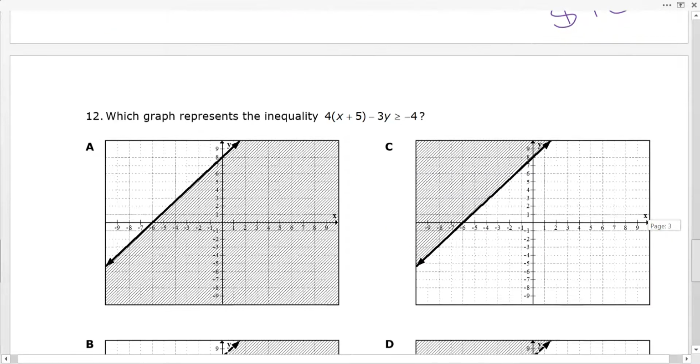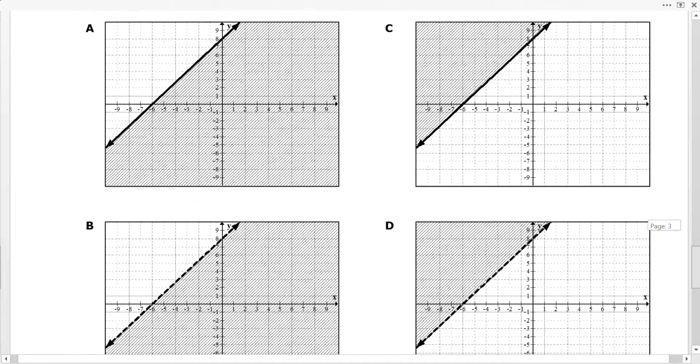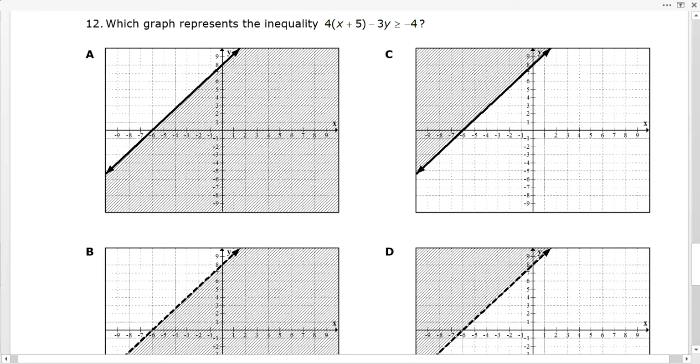Okay, so now to find the graph that represents that inequality, first of all, I'm going to have to put it in either standard form or point slope form, and it's not in either one. So I'm going to go ahead and put it in standard form, I think. Oh, maybe I'll just put it in point slope form. Slope intercept form. I have so many choices.